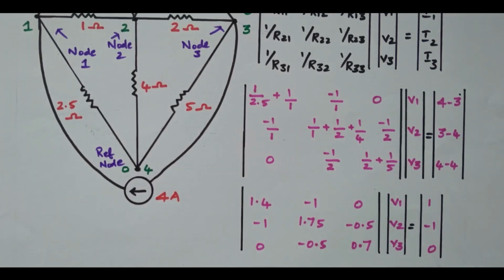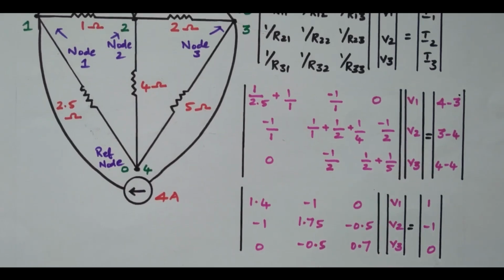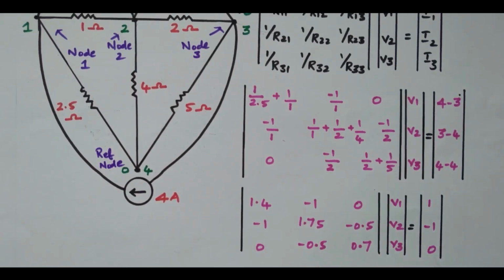Now we have framed the equations. Now frame the matrix. This is the current matrix, the voltage matrix, and this is the resistance matrix. Now we can find the del value. 4 values are available: del, del 1, del 2, del 3. From that we can find V1, V2 and V3. This resistance matrix is nothing but the del. If you replace the first column with the current matrix, it is del 1. Replace the second column with the current matrix, it is del 2. Replace the third column with the current matrix, it is del 3. Now we'll go for finding the delta value.